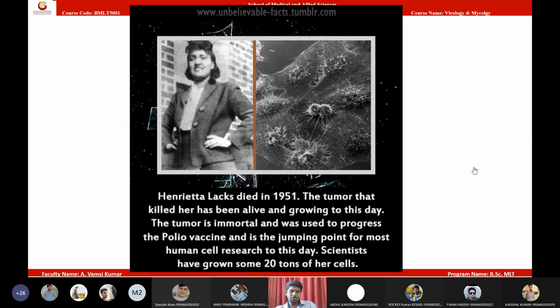But there is a sad truth to this. The patient does not get any recognition for this discovery. The patient's family is a very poor family. Actually, she was a tobacco farmer. The world has benefited from the HeLa cell lines. The patient's family didn't get a single penny out of their mother's contribution to the field of science.